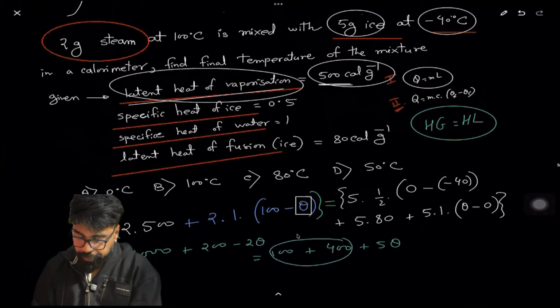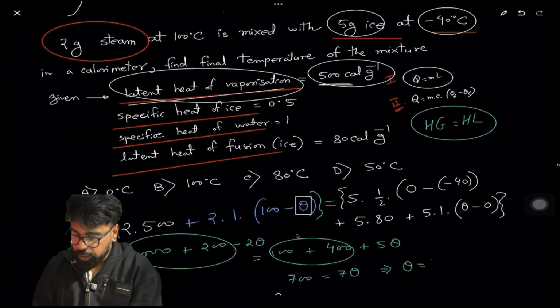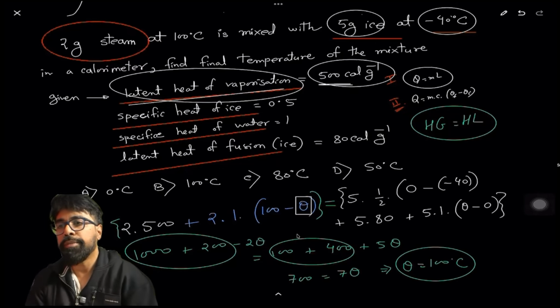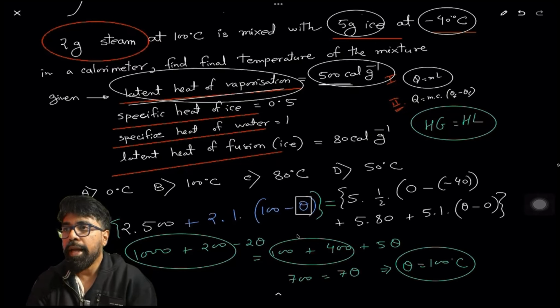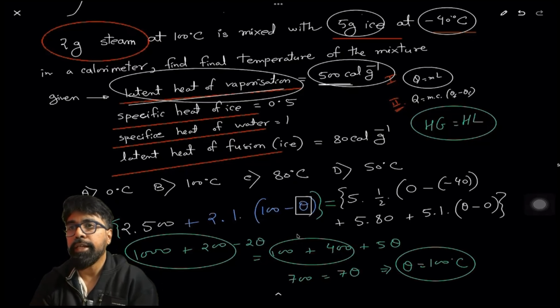So you have here 500 and you have here 1200. If you do the side change, you get 700 equal to 7 theta. This implies theta is equal to how much? 100 degrees Celsius. So the final temperature of the mixture is 100 degrees Celsius, and finally it is a total of 7 gram of water at 100 degrees Celsius.